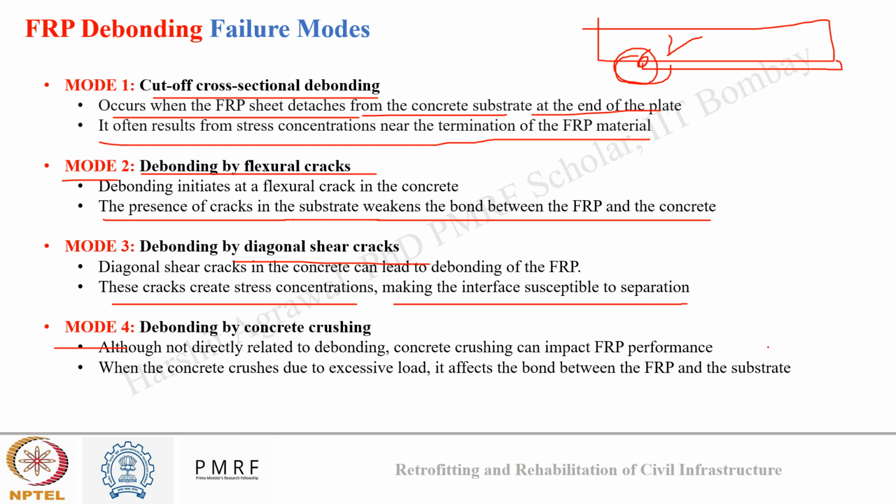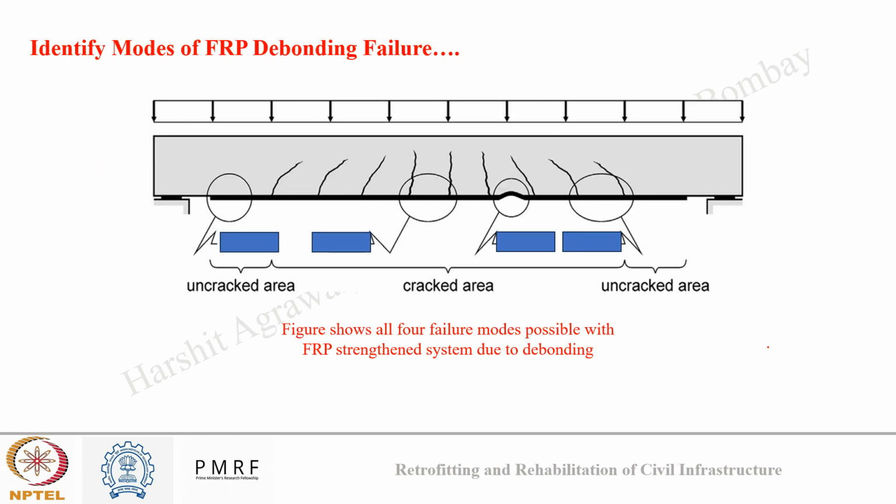Now let's see a simple question. Let's try to identify these four modes in the image here. Here you can see a single image of a simply supported beam which had an FRP strip attached at the surface, and it was under continuous load. This was my cracked area and these were my uncracked areas. I have shown you four boxes. These four boxes represent four different types of debonding failure. You need to identify what each of these boxes represents, which type of debonding.